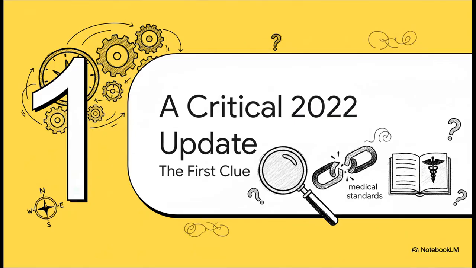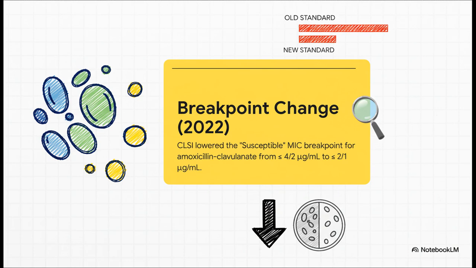Our investigation really kicks off in 2022. That's when a major update to medical standards was released. And this, my friends, is our very first real clue to solving the mystery of the missing breakpoint. So what exactly changed? Well, the CLSI lowered the official breakpoint for this antibiotic. A breakpoint is just the concentration of a drug you need to actually stop bacteria from growing. So by lowering that number, they're essentially saying the antibiotic had to be effective at a lower dose. It made the standard for what's considered susceptible a whole lot stricter.